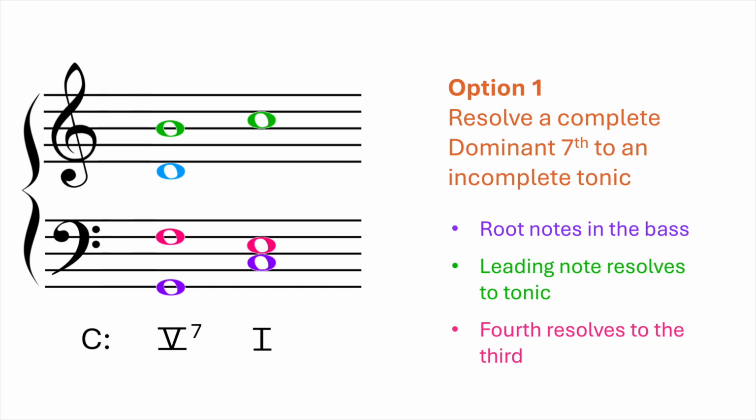And in order to avoid having those parallel fifths, I'm going to now triple the root in my tonic chord. So I'm going to add another C in here. So what we have to do here is triple the root and leave out the fifth in our tonic triad in order to create a beautiful resolution. And have a listen to how lovely this sounds.